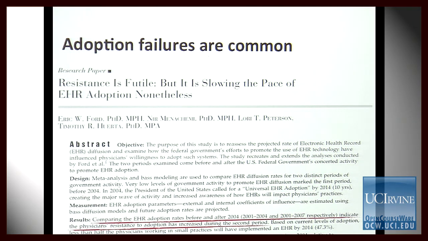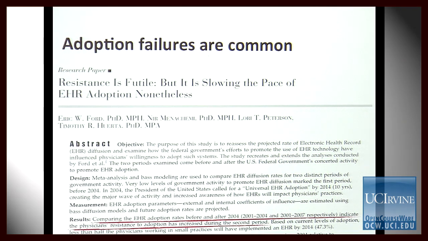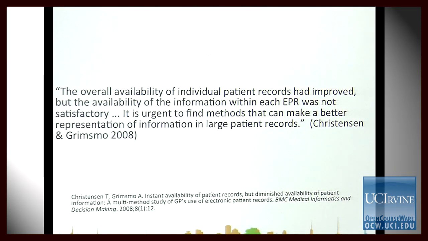In a couple of cases, doctors refused to use the electronic systems, and they preferred to use their previous paper charts. They continued to use the paper chart instead of adopting the new systems. As this article shows, people compared the adoption rate between 2001 to 2004 and 2001 to 2007, and they found there were actually some adoption problems in the second phase in the States. So there are some articles showing that.